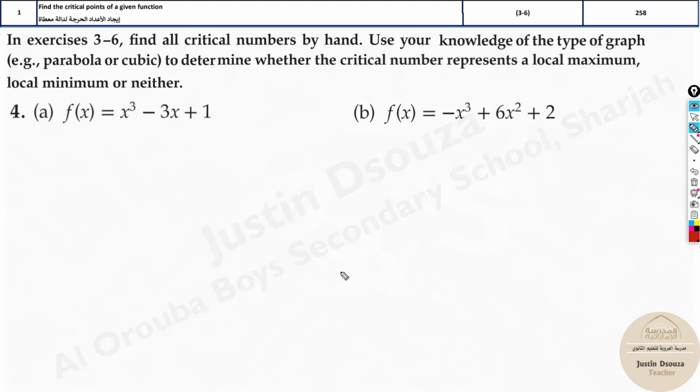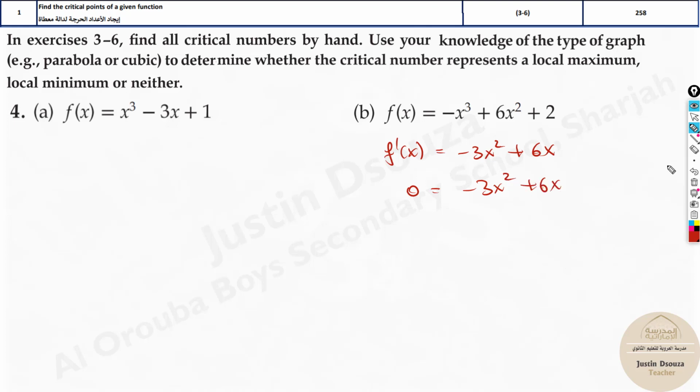For these problems with higher powers, please follow the method which I teach you now. Just differentiate and find the critical numbers first. It will be minus 3x squared plus 6x. Make this equal to 0. You'll have minus 3x squared plus 6x equals 0.